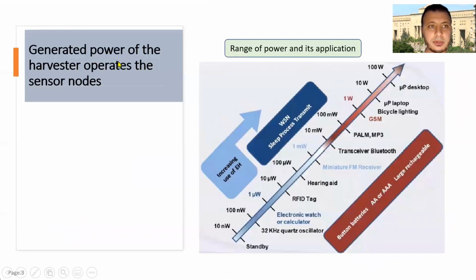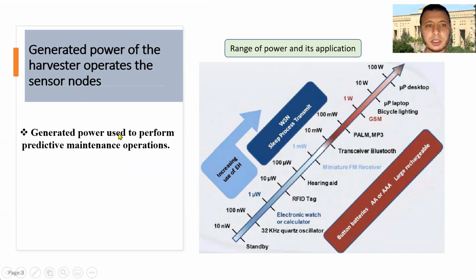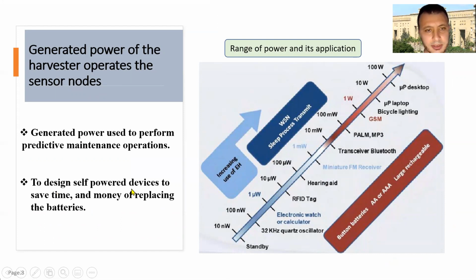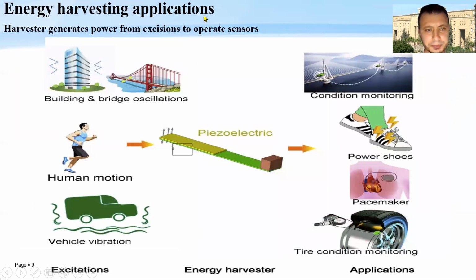Generated power of the harvester operates the sensor nodes. Generated power is used to perform predictive maintenance operations and to design self-powered devices, to save time and money for replacing the batteries. Range of power and its application. The figure shows the range of power and its application, energy harvesting application.